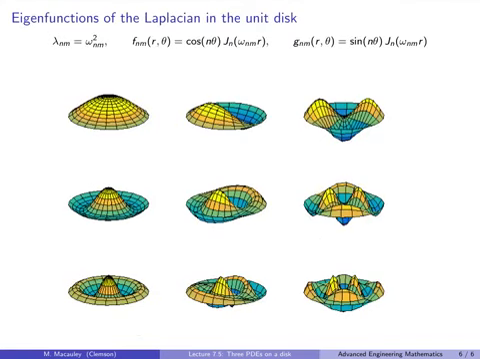Let's conclude with a slide that I showed you in the previous lecture, but I think it's worth revisiting again. These are the eigenfunctions and the eigenvalues of the Laplacian in the unit disk. So we know that the eigenvalues are omega_nm squared, and the eigenfunctions are cosine n theta times this Bessel function, J_n of omega_nm r, and sine of n theta times that same Bessel function. And here's what they look like.